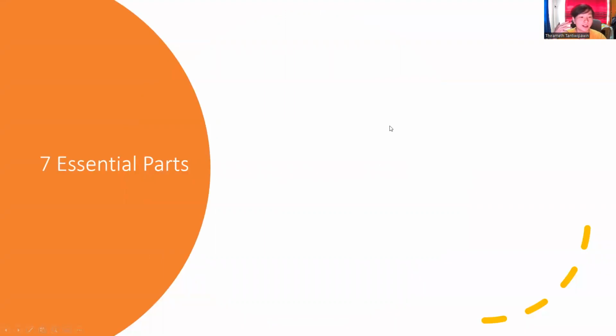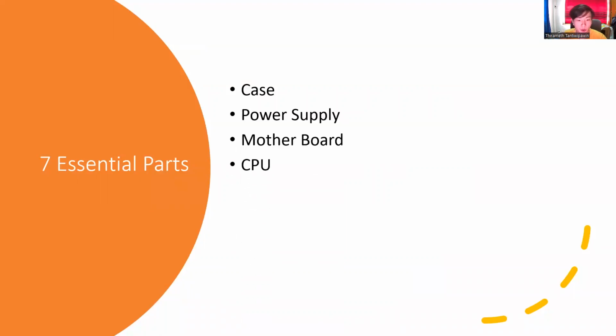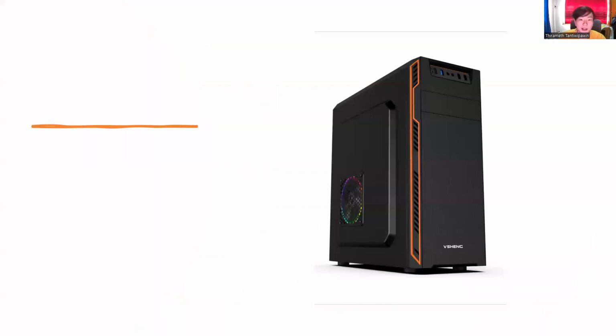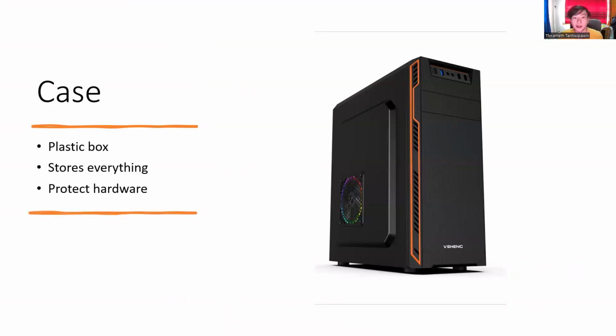There are 7 essential parts that every computer has: the case, the power supply, motherboard, CPU, RAM, hard drive, and graphic card. So let's start with the first one, the case. The case is just a plastic box that stores every computer's components inside it. Its main job is just to have a nice enclosed computer system and to protect the hardware inside it.